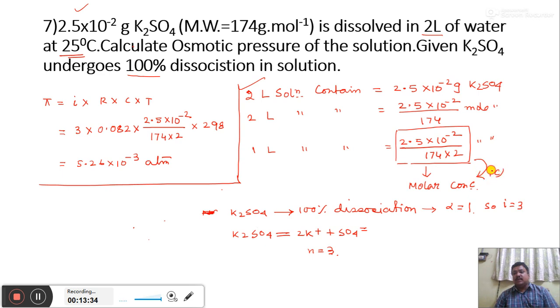That's the C. Now, since K2SO4 is 100% ionized, i is 3. So, putting the values in pi is equal to i into RCT: i is 3, R is 0.082, C is 2.5 into 10 to the minus 2 by 174 into 2, and T is 298. Then we get the value of pi is 5.26 into 10 to the minus 3 atmosphere. That's the osmotic pressure of the solution.